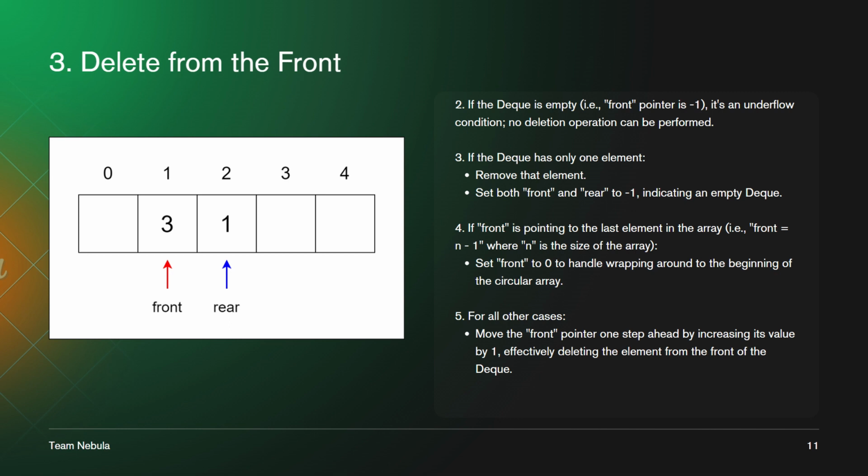If front is pointing to the last element in the array, which means front equals n-1, where n is the size of the array, deleting from the front will wrap around to the beginning of the circular array. To handle this situation, we set front to 0, going back to the front of the array. For all other cases, we simply move the front pointer one step ahead by increasing its value by 1. This action effectively deletes the element that was previously at the front of the dequeue.